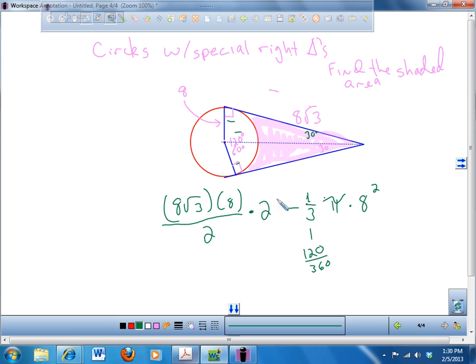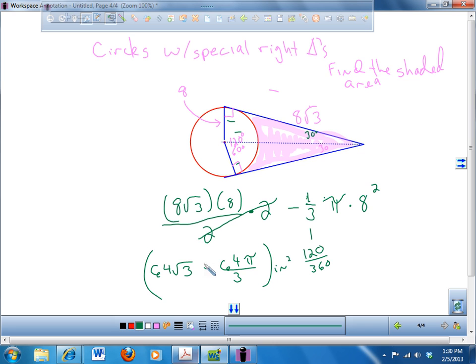It's kind of complicated, and like Charlie said, these cancel out, and I get 64 root 3 minus 1/3 of 64 pi, 64 pi divided by 3. That would be a nice exact answer, and you would read that as inches squared. You could put it into your calculator and round to the nearest tenth, but this is the neatest answer. That's kind of a tricky one.